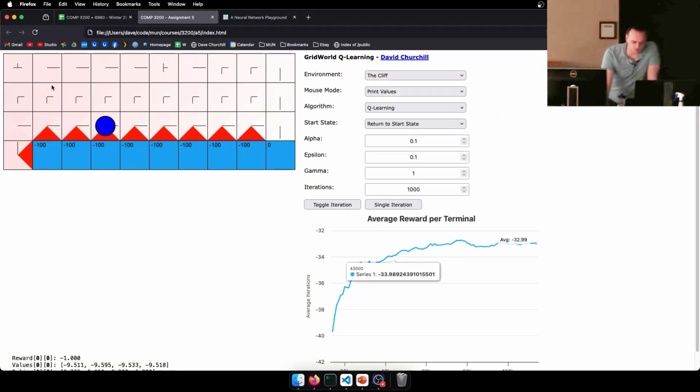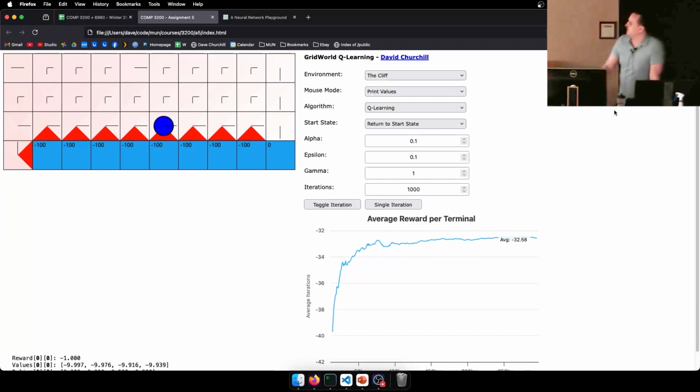Now, really quickly, I want to show you this average reward per terminal graph that I've added down here. Let me let that converge a little bit. What happens is I calculate the total reward that we've gotten for the whole training session, and then divide that by the number of terminal states that we hit. So it's saying what's the average reward we got per terminal state, not per episode. This is the graph that we looked at in the slides.